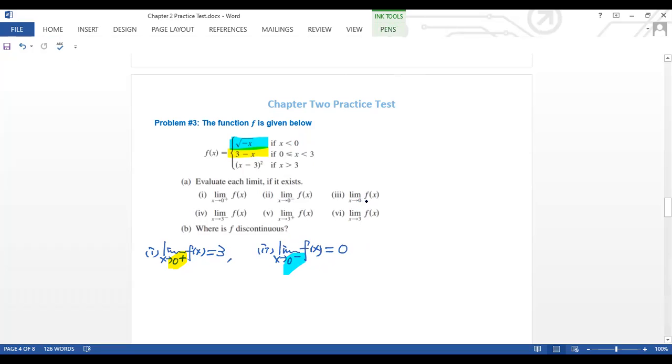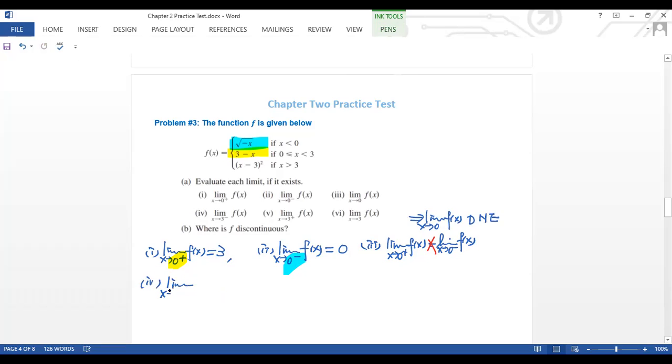Then the last thing is they want to find the limit as x approaches 0. We know that in order for a limit to exist, I don't know how many times we say this, the limit from the right-hand side has to be equal to the limit from the left-hand side. And unfortunately, this one is not equal. So the limit as x approaches 0 of f of x does not exist, right? Okay, so let's take a look at this next one.